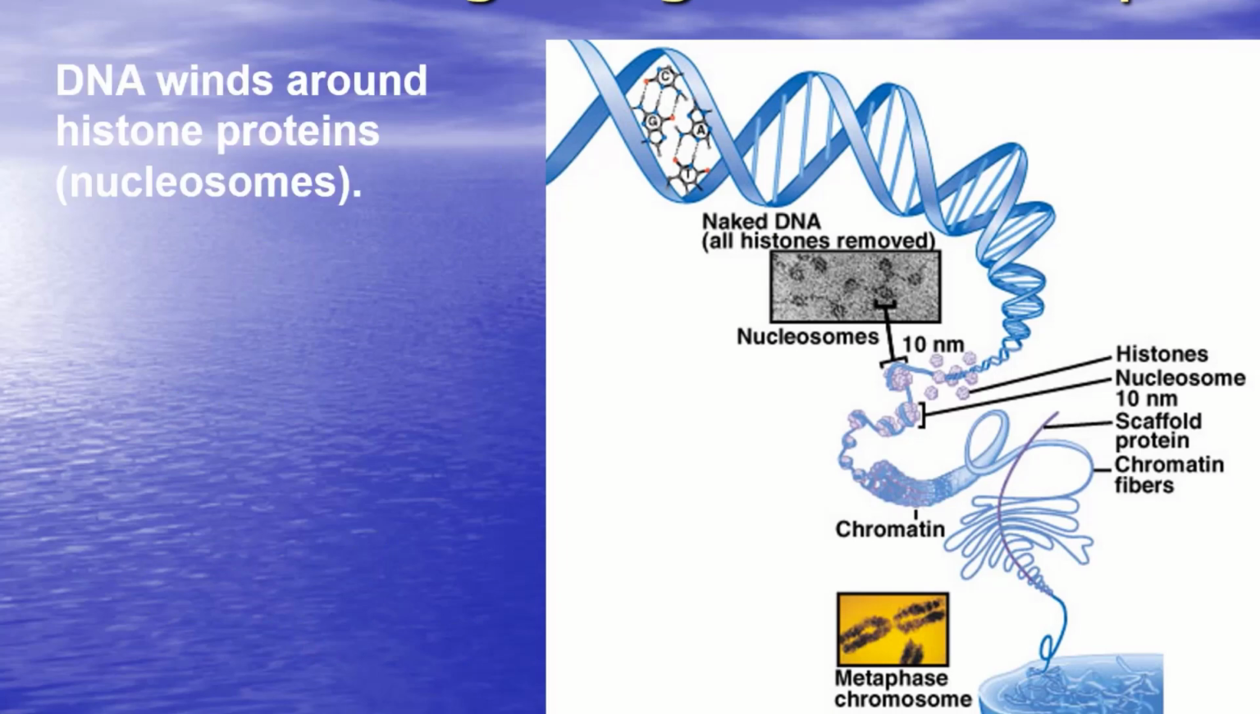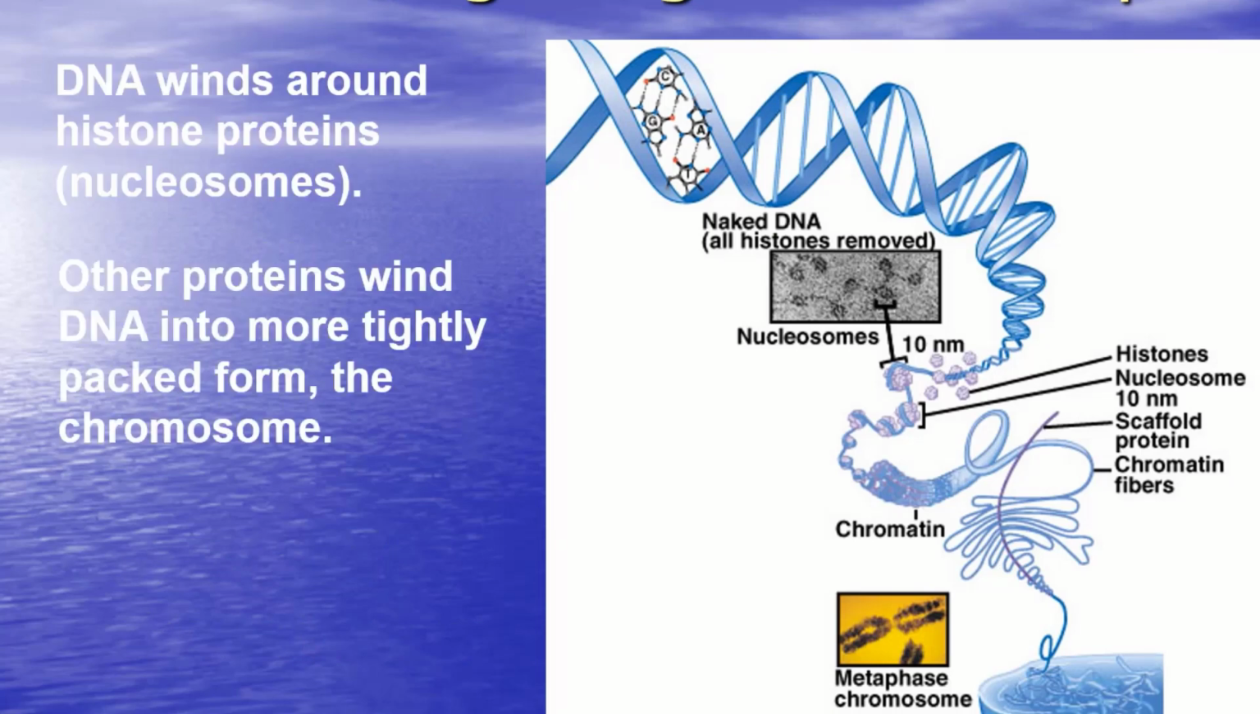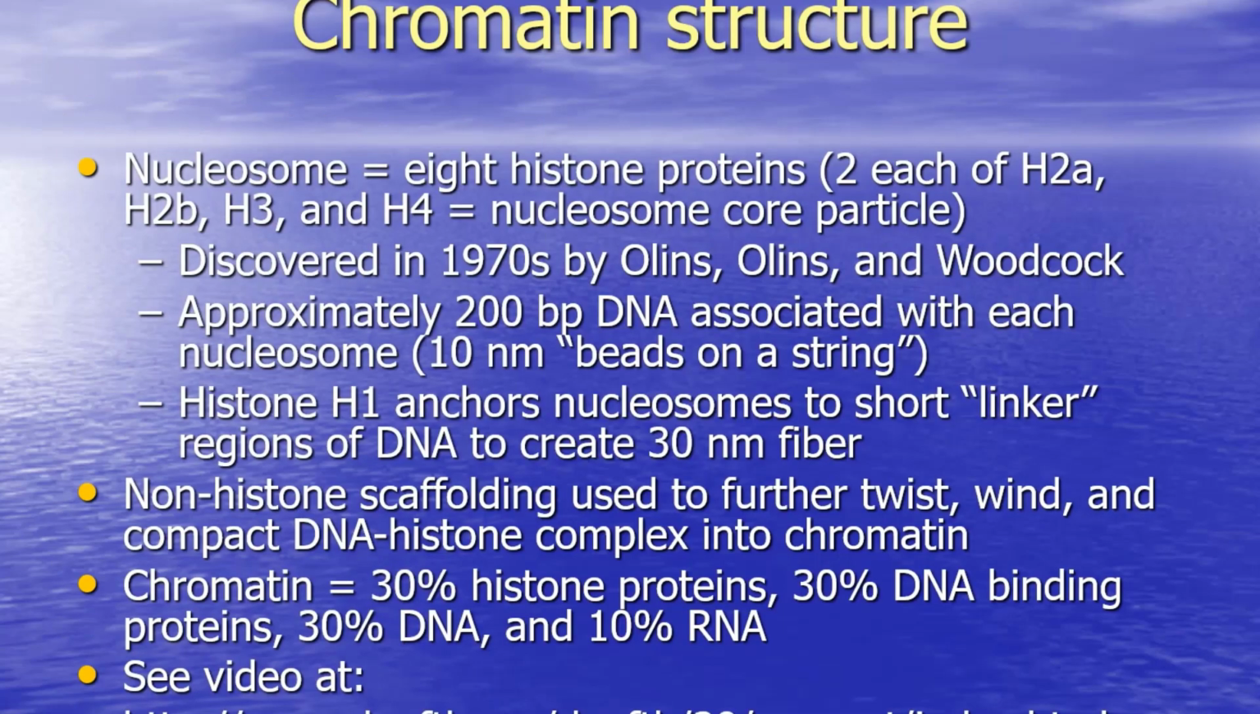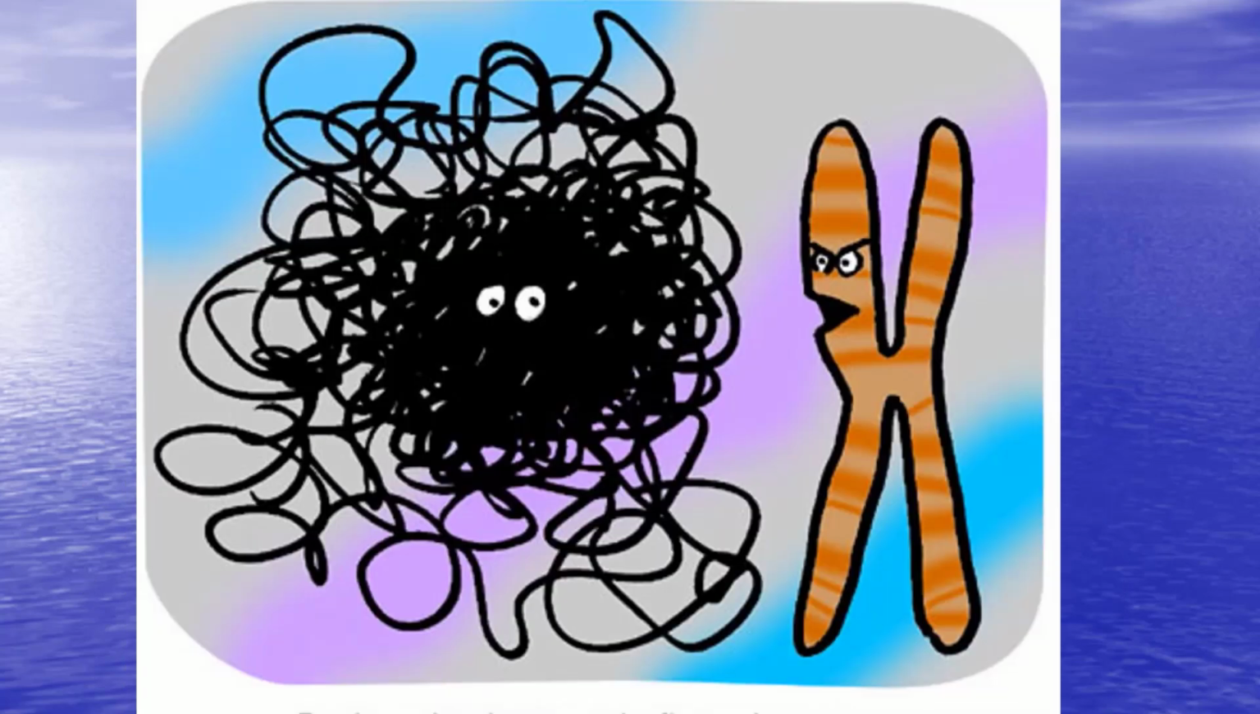Here, how DNA packages itself inside the cell. DNA wraps around histones and other proteins in chromatin structure: the nucleosome, 8 histone proteins, non-histone proteins, and chromatin. Here we find the DNA and how it is bound inside the cell.